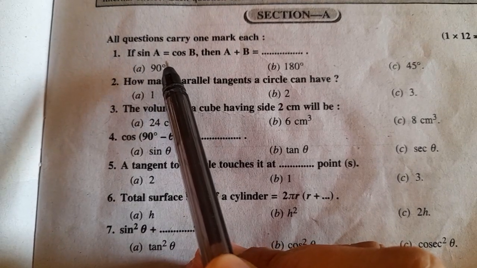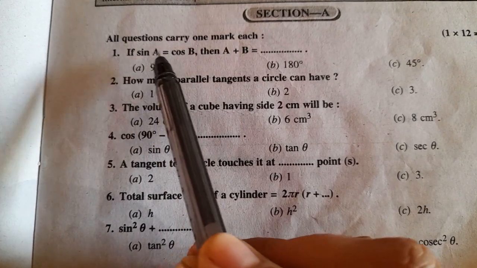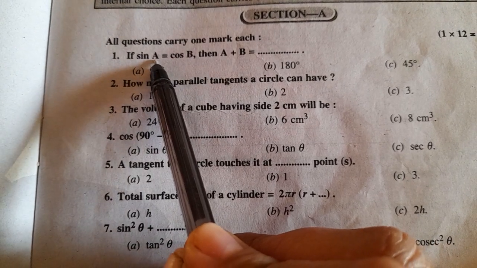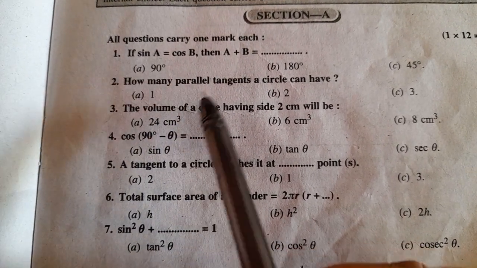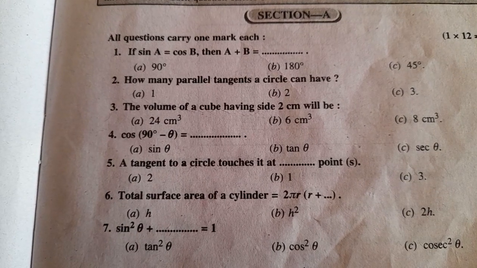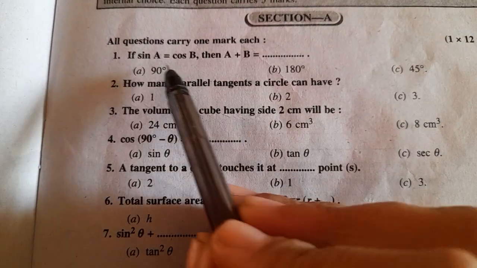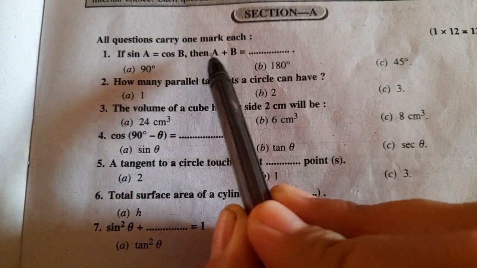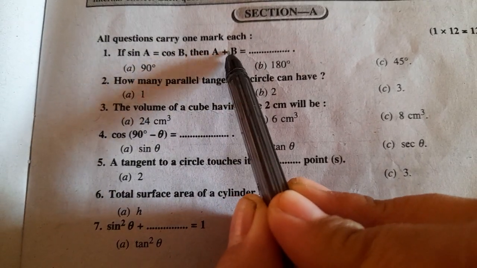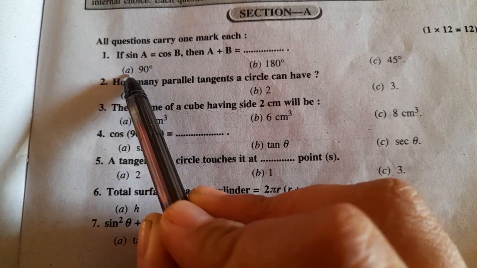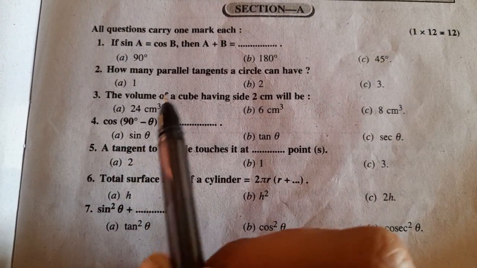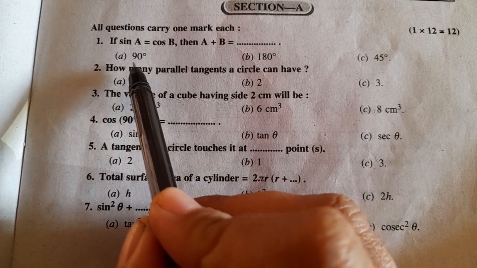I told you in the previous video also, sine and cos are equal when the angle is 45 degrees. The value of sine and cos is equal when the angle is 45 degrees. Then here the value of A and B is 45. Then A plus B, so 45 plus 45, that is 90 degrees. The right option is option A. So there is no need to solve this question. The direct answer is 90 degrees.